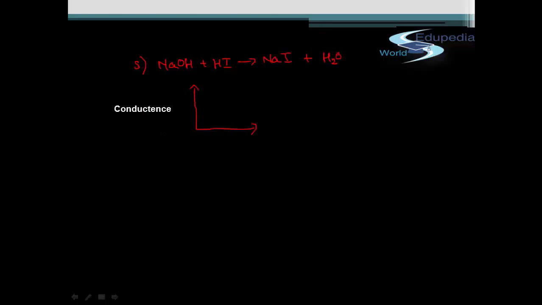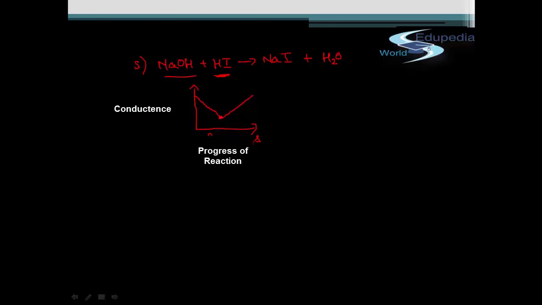So in this case, if we again plot conductance versus progress of reaction, as we add NaOH to a solution of HI, the H plus from the solution is getting consumed, and H plus has a large conductivity due to proton jump. The conductance is going to fall. We will reach the end point. After the end point, there will be no HI in the solution, and we'll be simply adding NaOH. And once we are adding NaOH, there is an increase in the concentration of OH minus, so the conductance beyond that point is going to increase. So this is going to be the graph in case of option S.